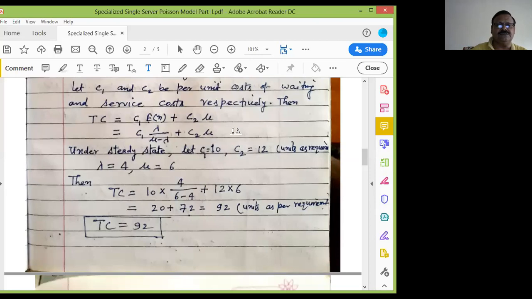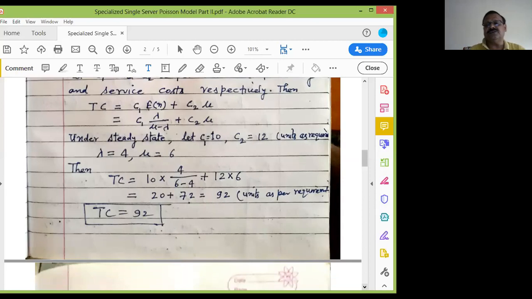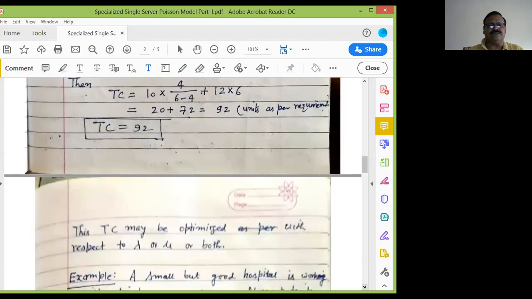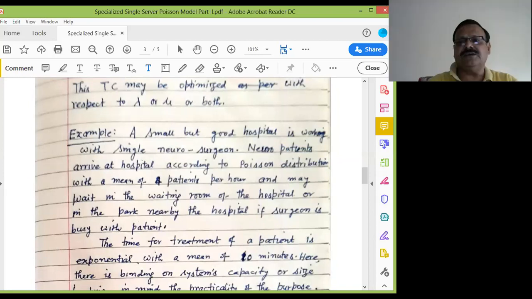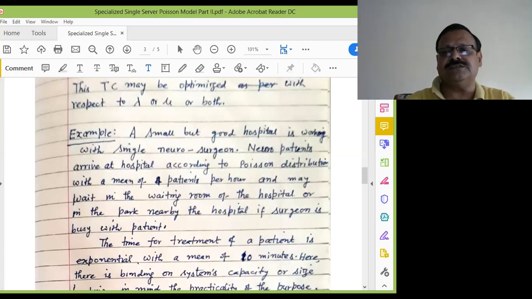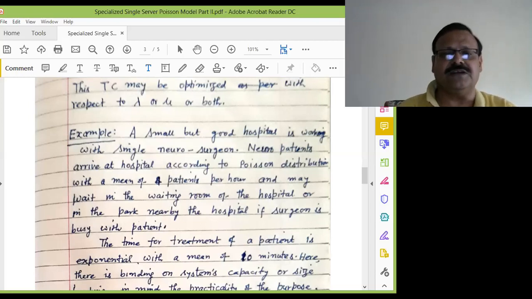TC is a function of lambda and mu. C1, C2 are constants. So as mathematicians, we can optimize this. With the help of simple mathematics, we can talk about optimization, two types of optimization. One is with respect to lambda, another is with respect to mu, and another is with respect to lambda and mu.